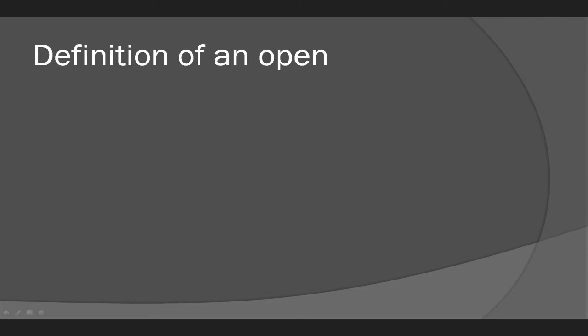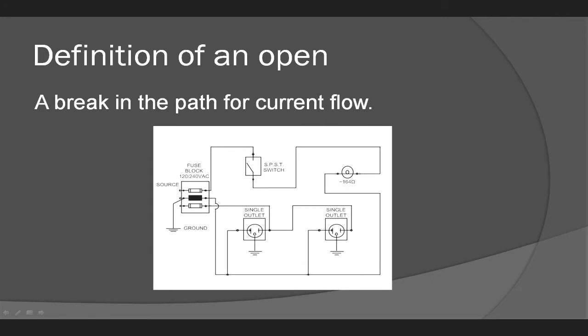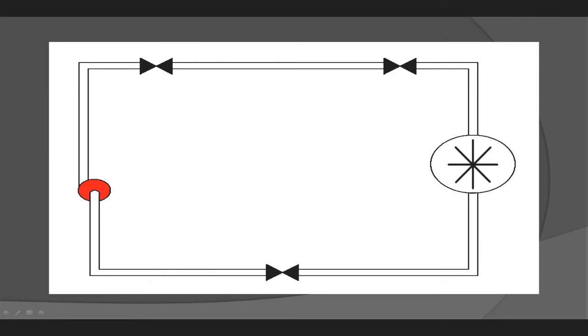An open is an unintentional break in the path for current flow. The break that you see here is an example of an open. Now recall from Basic Electricity 1 that voltage is analogous to pressure in a fluid system. In this fluid system we have a pump for our flow source, a water wheel for our load, and 3 valves that will serve as control devices.